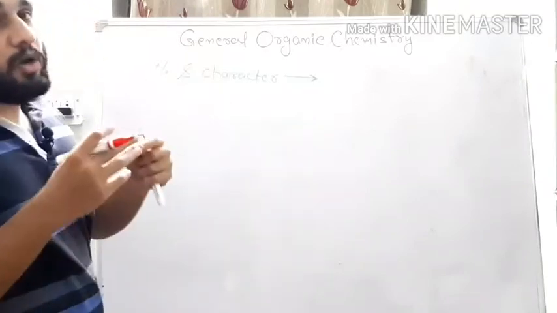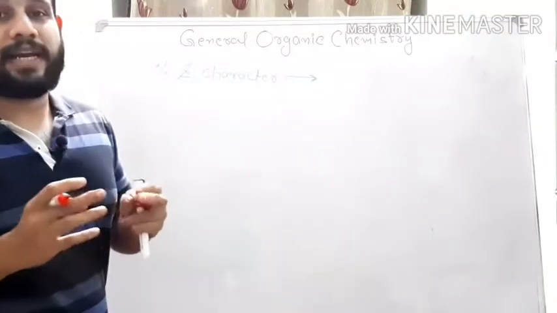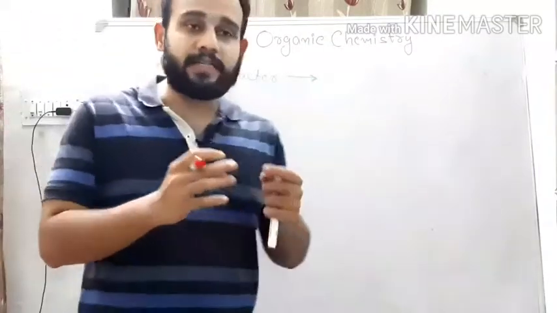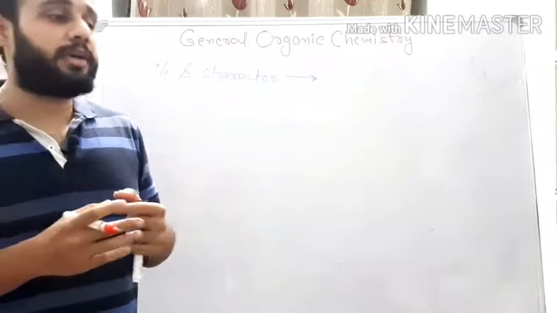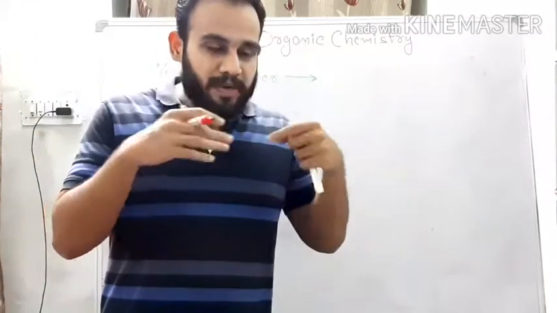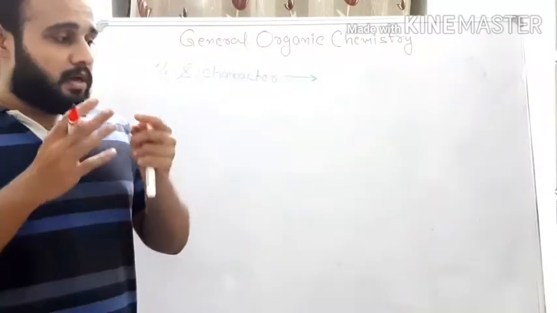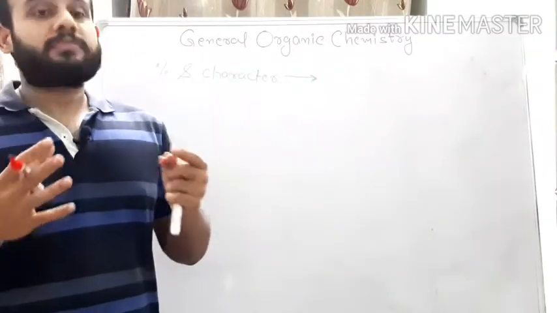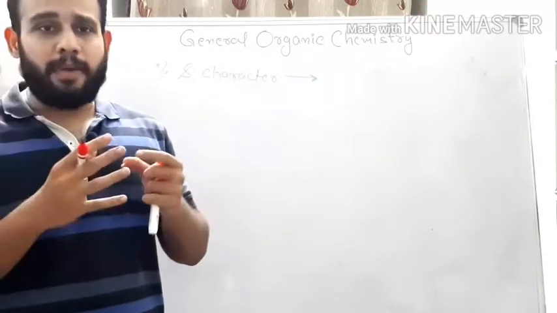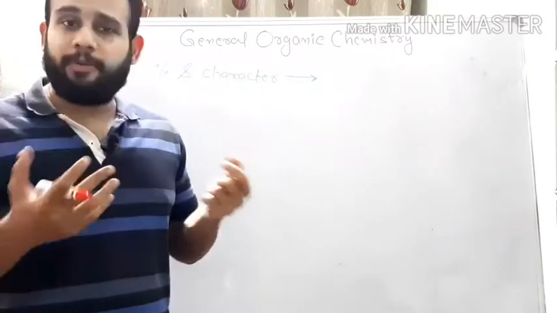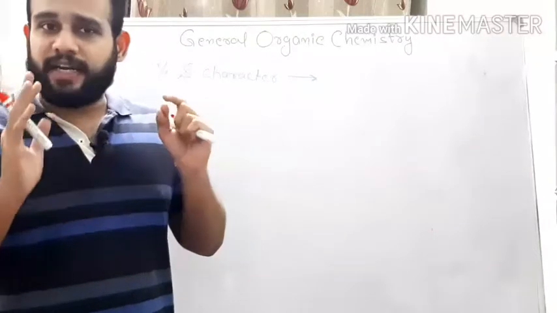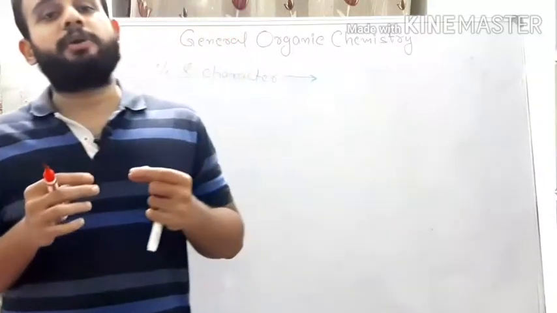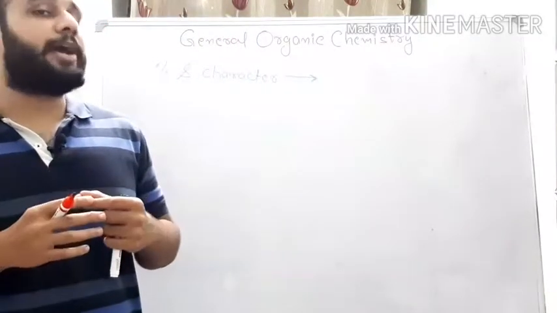Okay, now we can talk about percentage s character. Now friends, see how percentage s character is related to electronegativity. Percentage s character comes from the hybridization concept, where different atomic orbitals can combine and form hybrid orbitals with rearranged energies. This is a simple hybridization concept: different atomic orbitals are combined together to form hybrid orbitals.